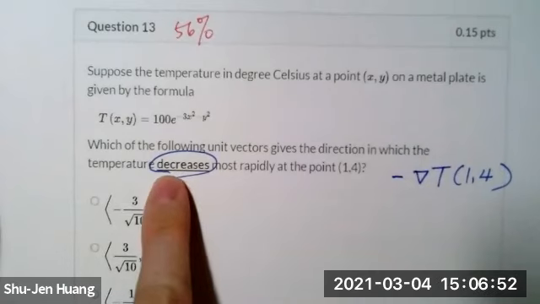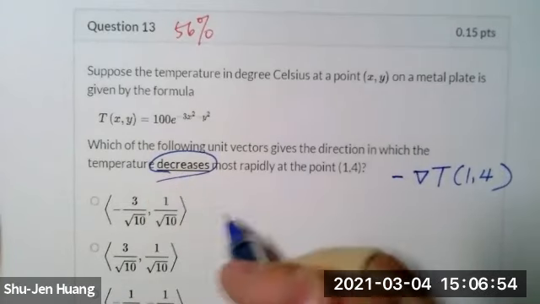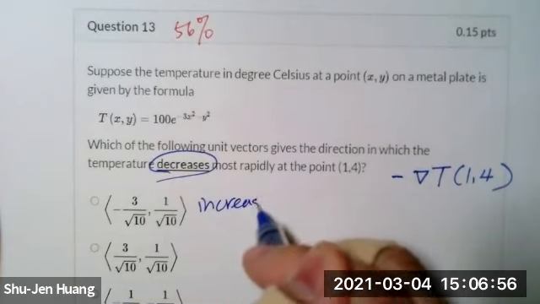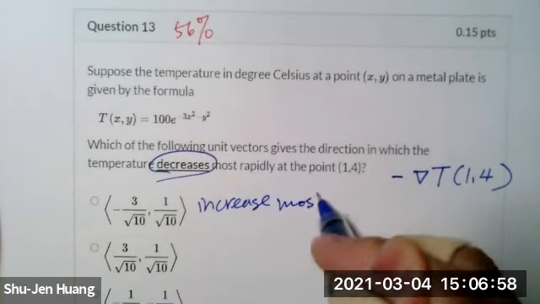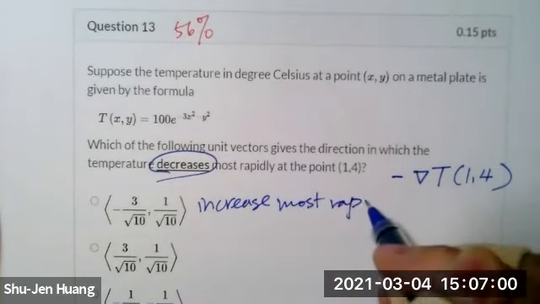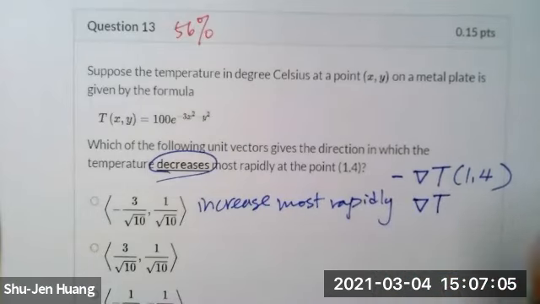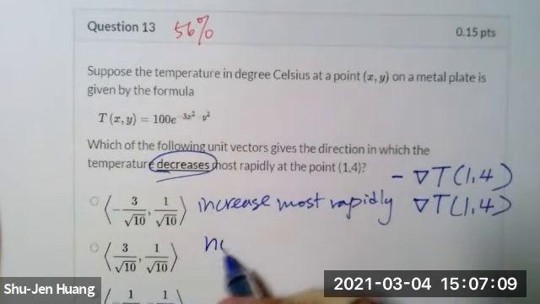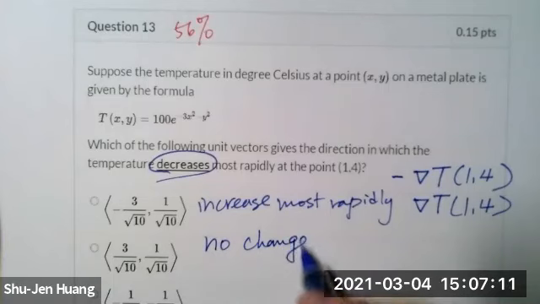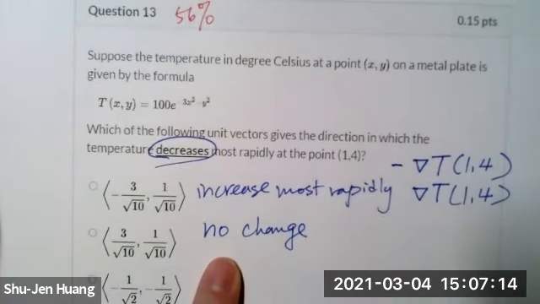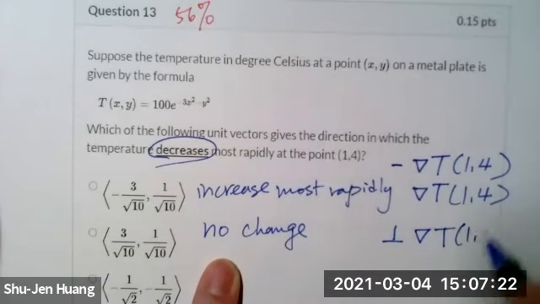If the temperature increases most rapidly at a given point, then it would be in the direction of the gradient vector. And how about if the temperature has no change? The temperature has no change in which direction? The direction that is orthogonal to the gradient. Yeah, orthogonal to the gradient vector.